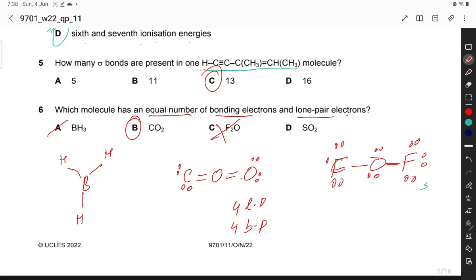This is 2 bond pair and many lone pair, so this is also incorrect. Sulfur dioxide, 4 bond pair and 1 lone pair, so carbon dioxide, C, B option is correct.